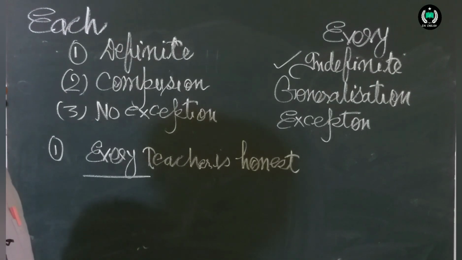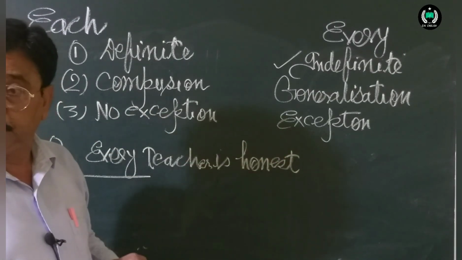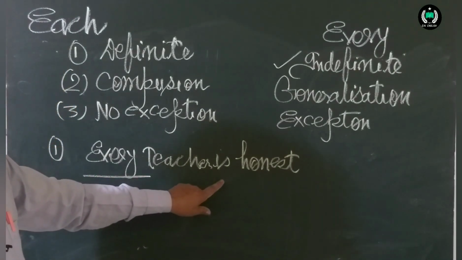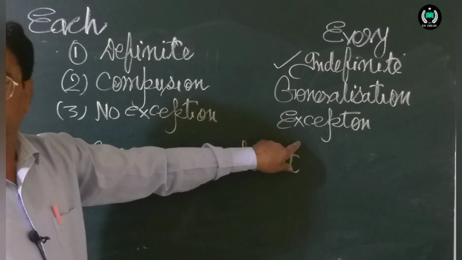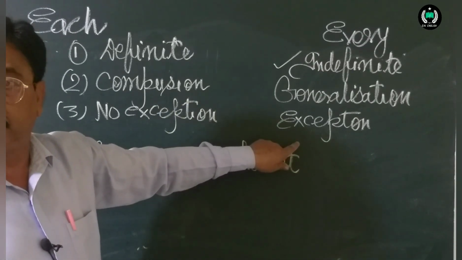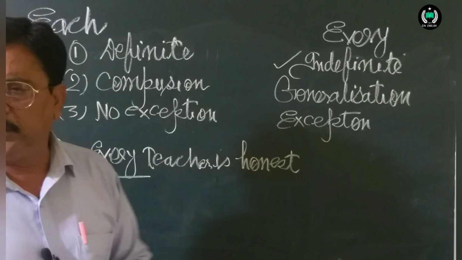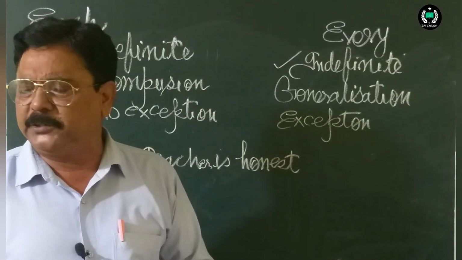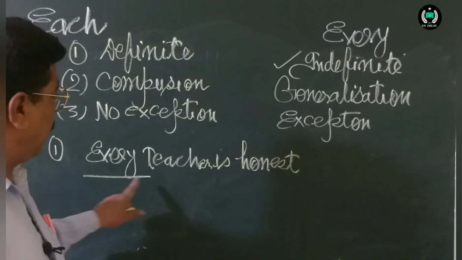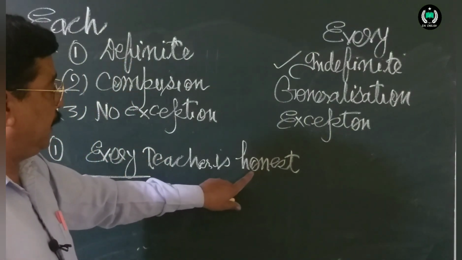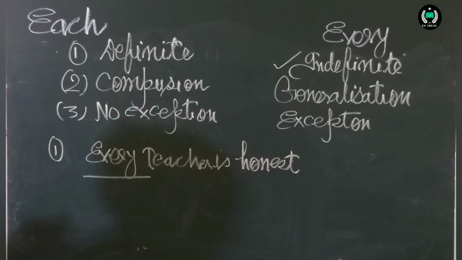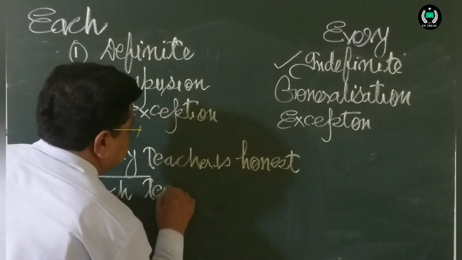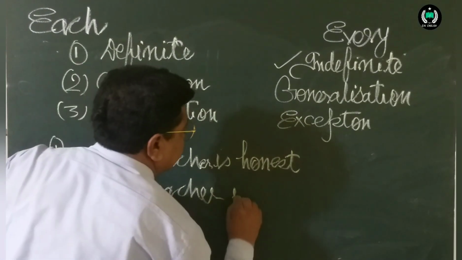Every teacher is honest. And now exceptions. Yes, there are a lot of exceptions. कैसे exceptions हैं? हर टीचर ऑनेस्ट नहीं होता है. उसमें 2-4 टीचर ऐसे होते हैं जो थोड़ा सा ऑनेस्टली काम नहीं करते हैं. तो यहाँ पर ये एक्सेप्शन ही, एवरी टीचर इज ऑनेस्ट. अब now if I write each, try to understand, each teacher is honest.